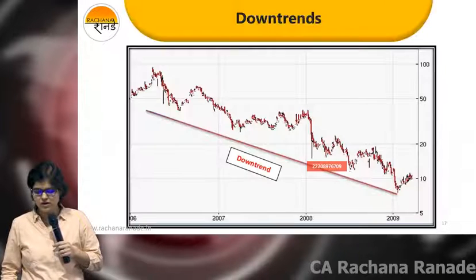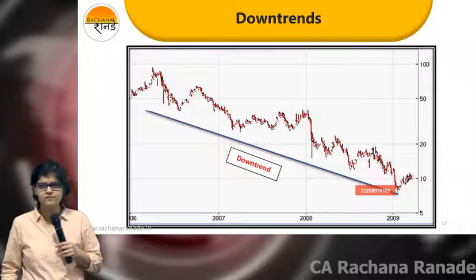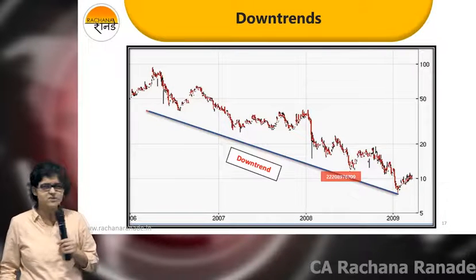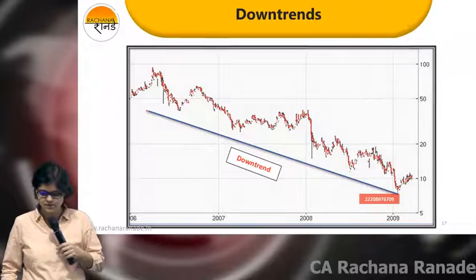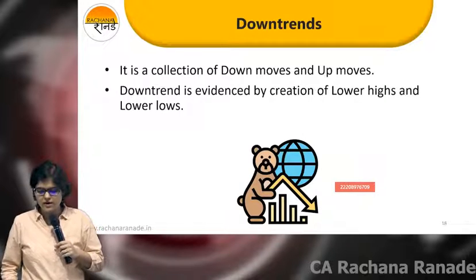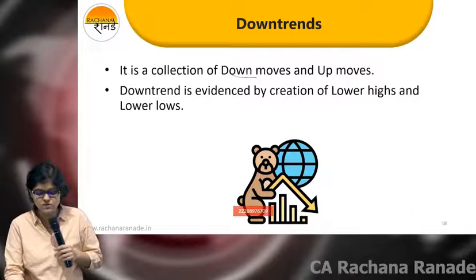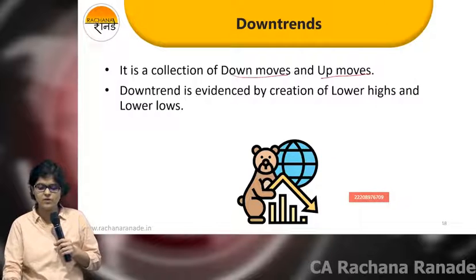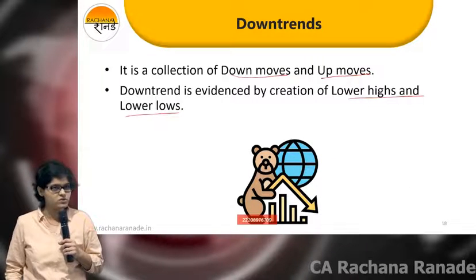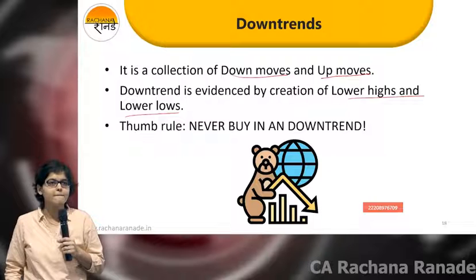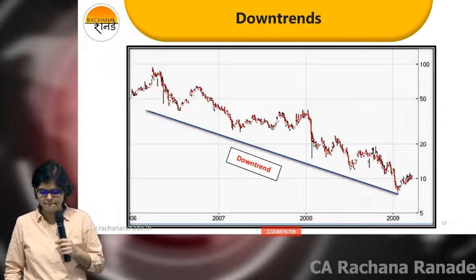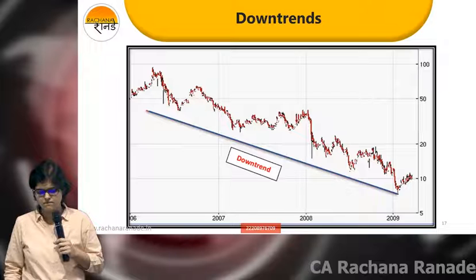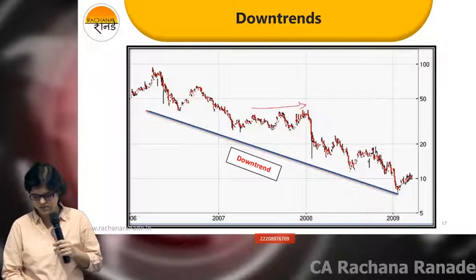Okay. So if you check out for downtrend, this is a clear-cut case of a downtrend. Everyone agrees? Easily visible for the naked eye also? Yes. So what is a downtrend? It's a collection of what? Down moves and up moves. Evidenced by what? Lower highs and lower lows. This one? Yes.